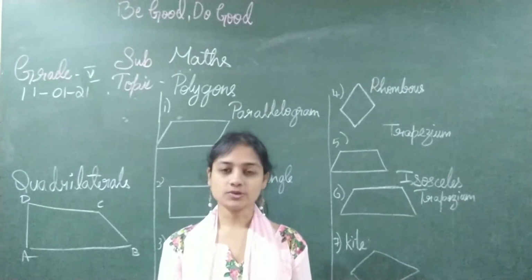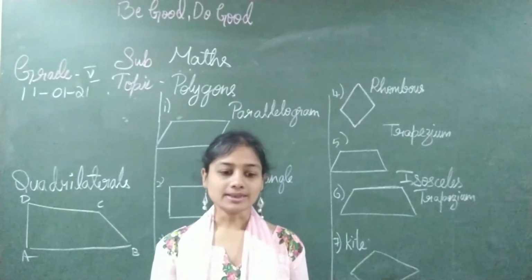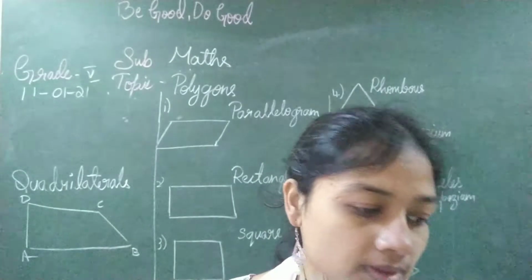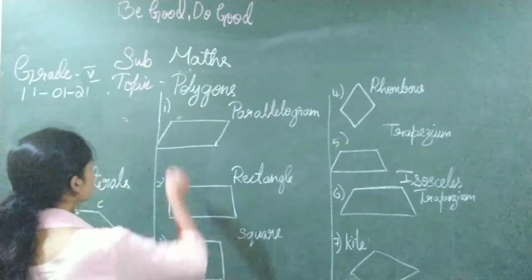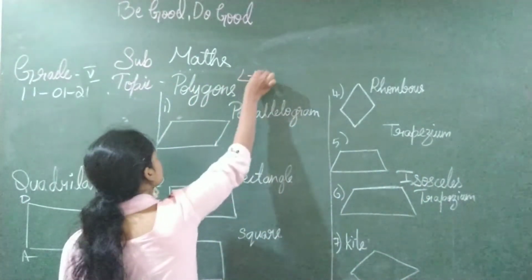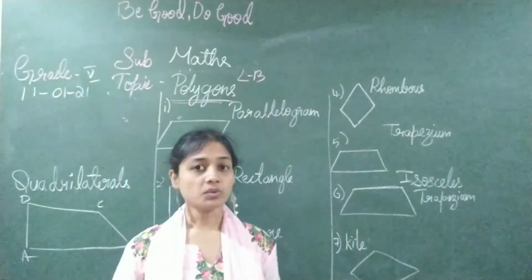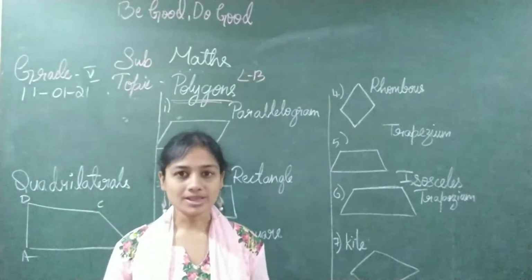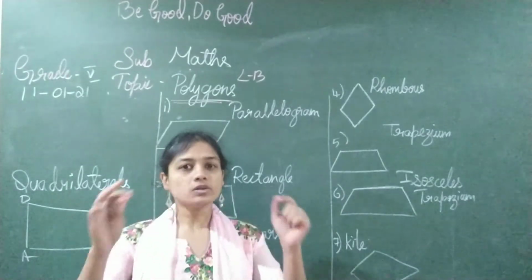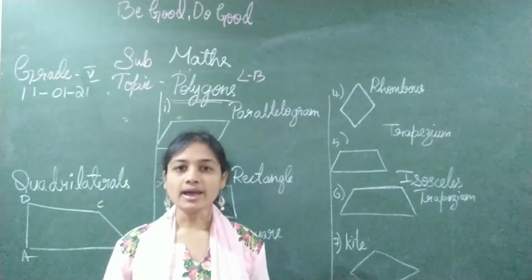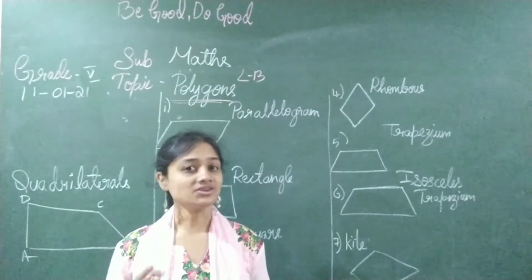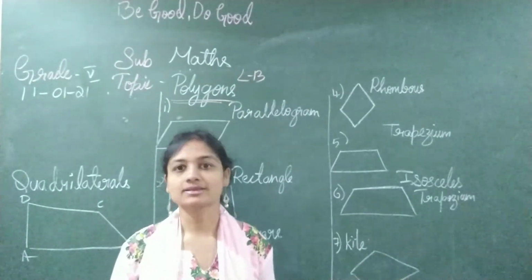In today's video, you will be learning a new chapter, that is lesson number 13. Lesson number 13, polygons. So you already know what polygons are. Polygons are nothing but closed figures, and they should have only straight lines as their sides.